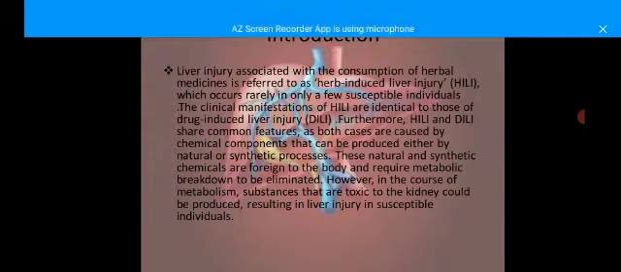So, starting from the introduction, liver injury or any liver disease associated with the consumption of herbal medicines or agents is referred to as herb induced liver injury.